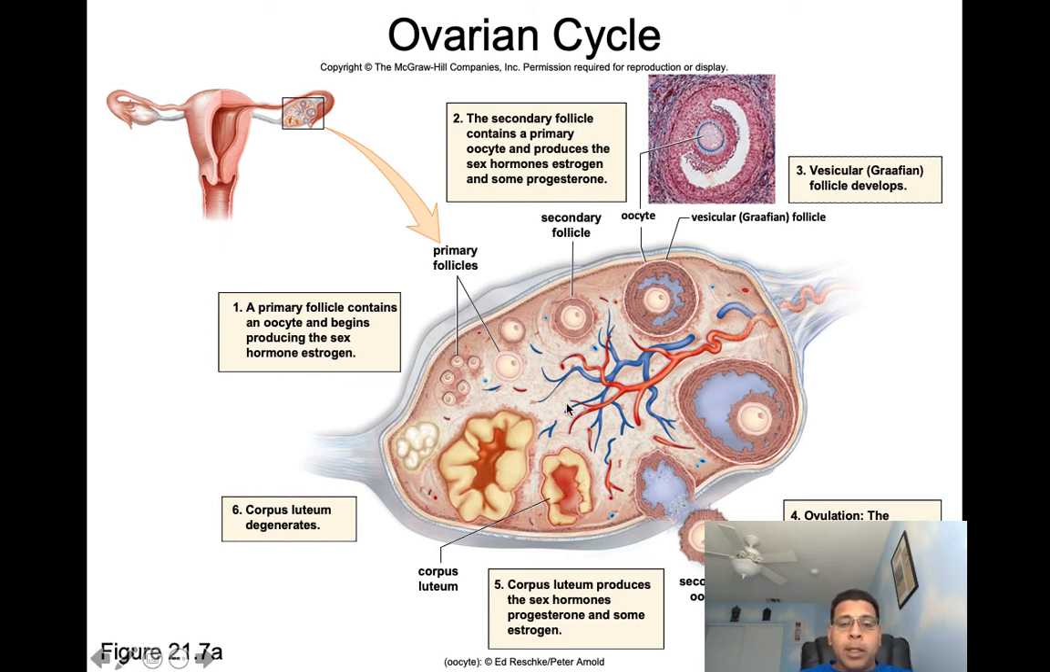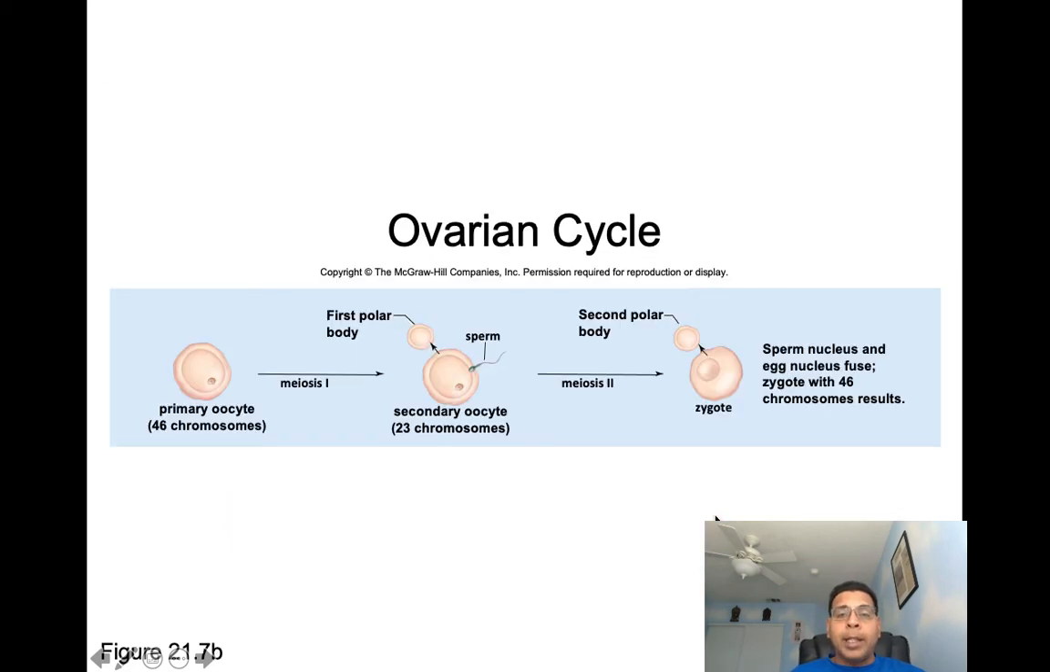Here we can see we've got our primary follicles. They go on to become secondary follicles, which will then become a vesicular or Graafian follicle. Then this vesicular follicle will continue to mature, and eventually you can see ovulation take place. In ovulation, the secondary oocyte is released. That first polar body that we produced here is no good. So you're going to see a difference here between oogenesis and spermatogenesis.